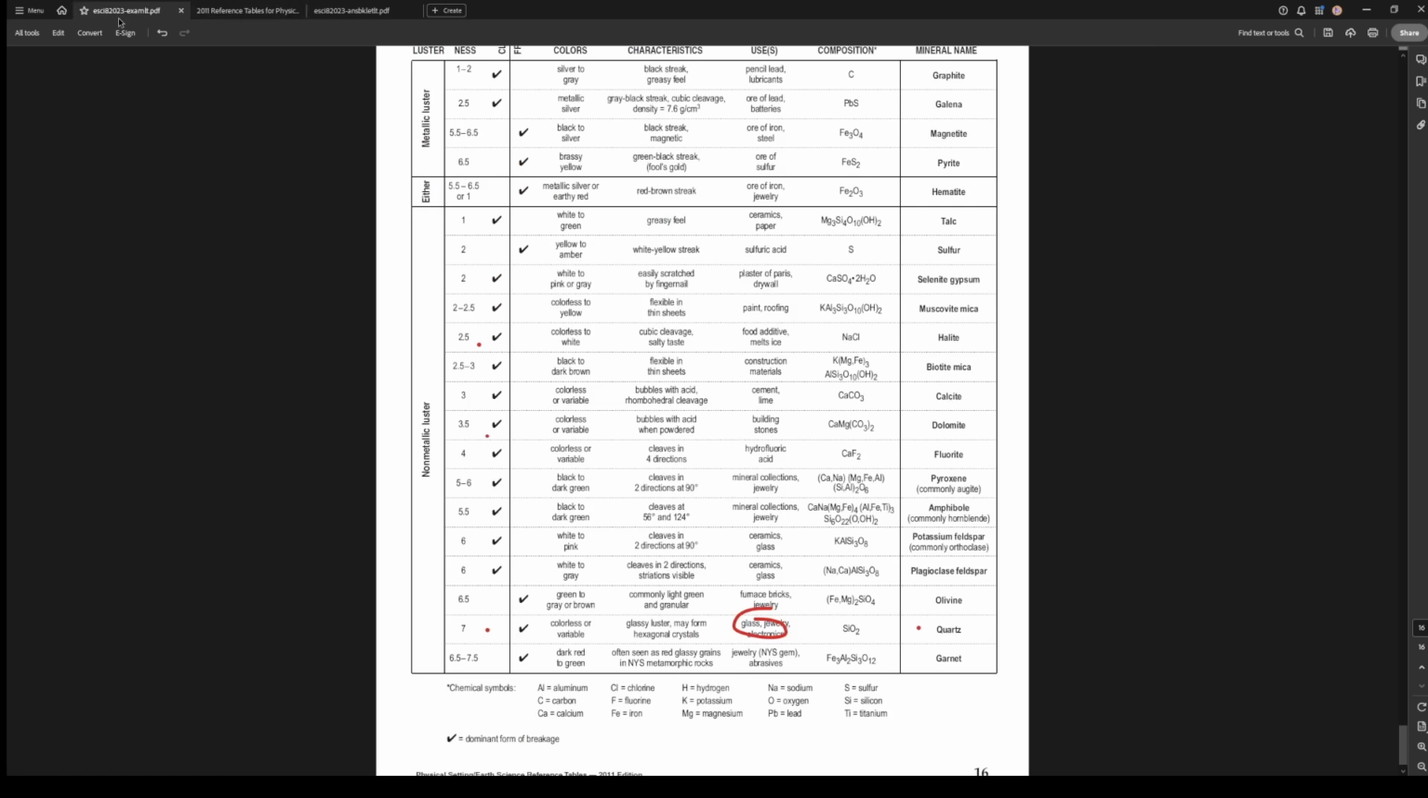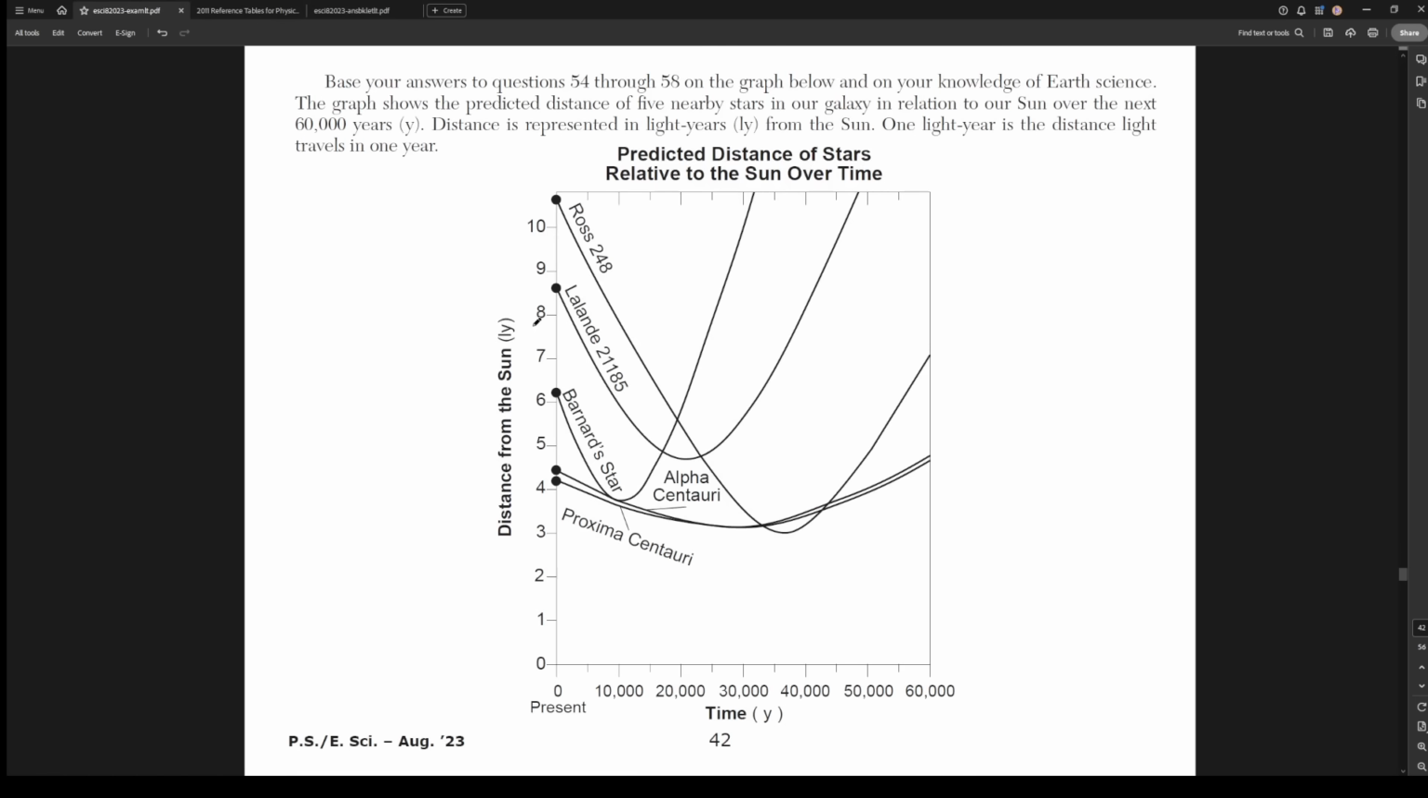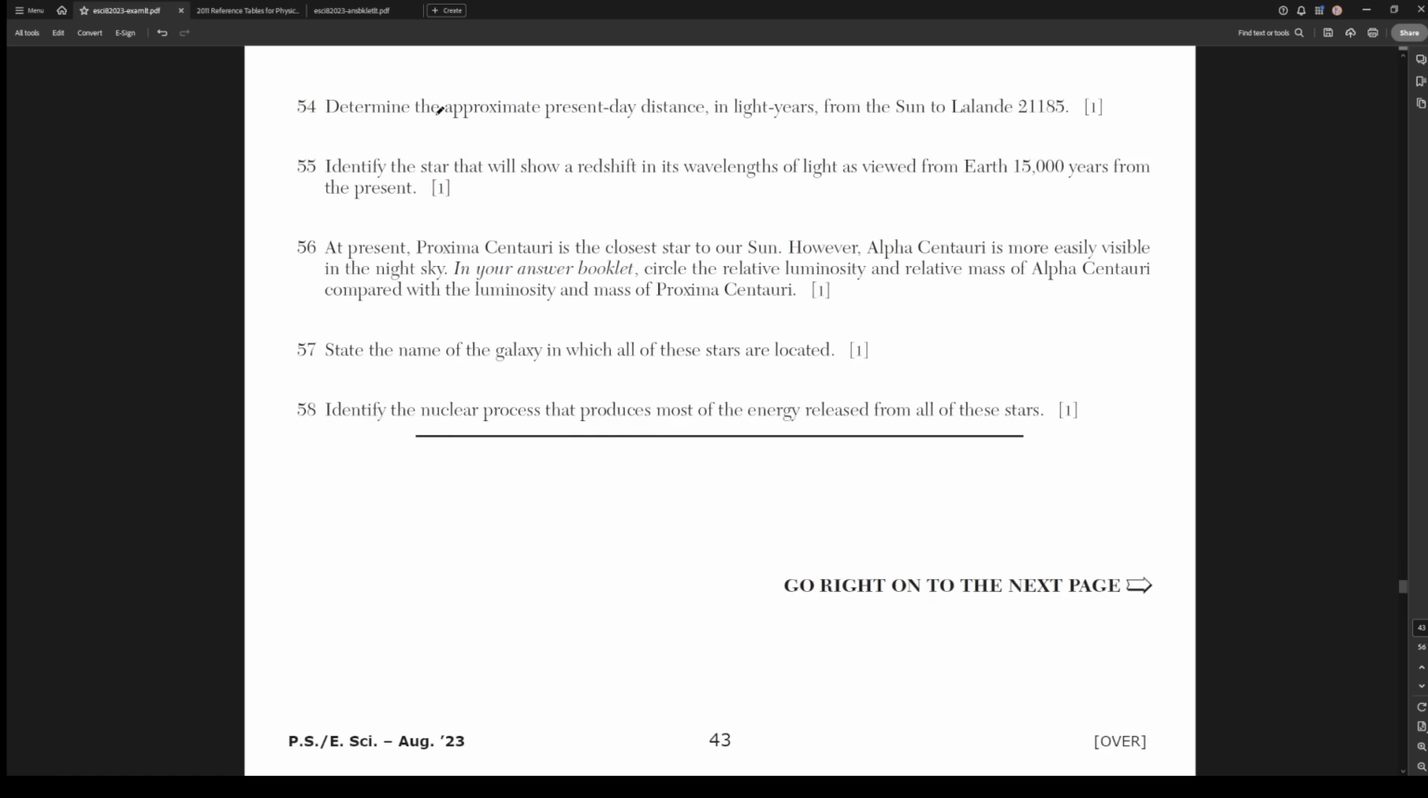54. Okay, what do we got going on here? Predicted distance of stars relative to the sun over time. Okay, we got time scale on the bottom, and then distance from the sun in light years over here. And we got different star names and different lines. Okay, determine the approximate present-day distance in light years from the sun to this star.